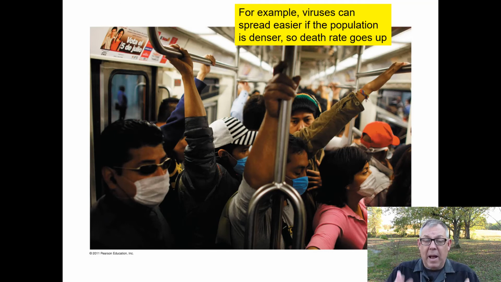That's, again, why wearing masks is so important. That's why social distancing is so important. The more dense the population, the easier that not just viruses, but lots of diseases can spread. And so that starts to set a limit to the density of a population. That sets the carrying capacity.